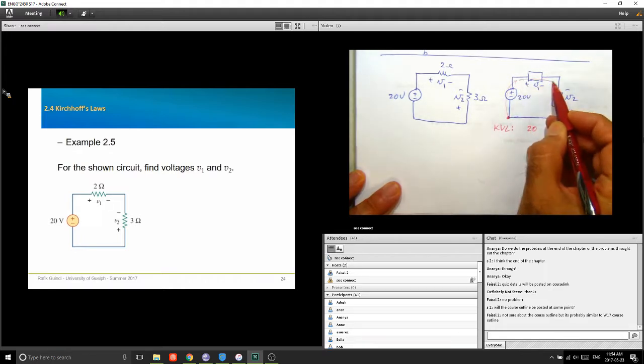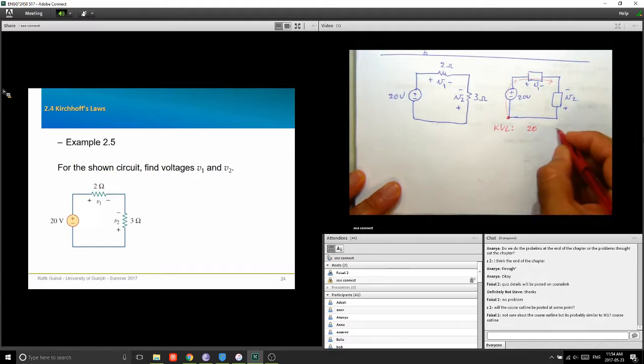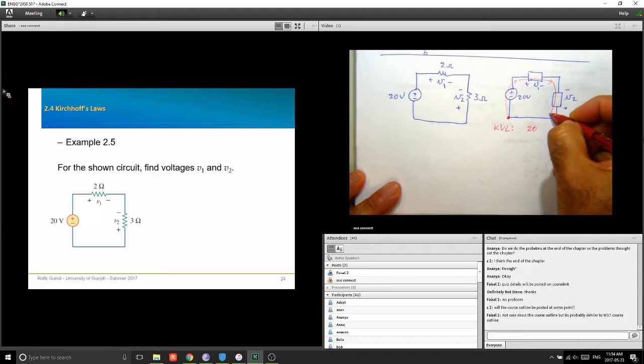And then, what about this one? Is this a rise or a drop? That's a drop. So I'm going to go on the other side. And what about this one? I'm going like that. Is that a rise or a drop? That's a rise again. So plus V2, okay? So by rearranging that, I have V1 minus V2 equals 20, right? That's one equation there.